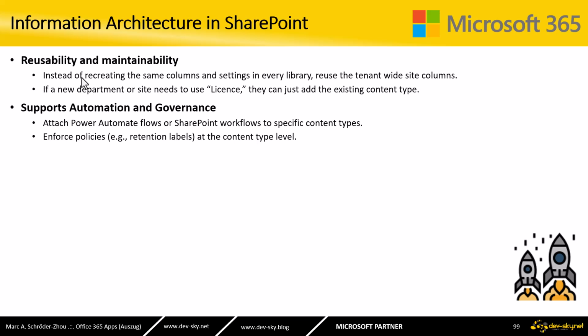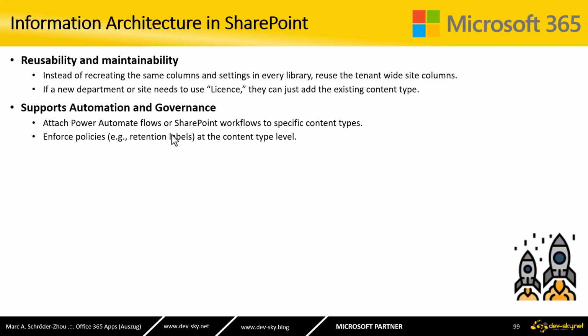This is very important because I see a lot of companies, they are using, of course, document libraries, and they always recreate the same column, and that is not preferable. You should set up a tenant-wide site column and use this site column in other libraries. If your new department or site needs to use a license, in my example a license document, they can just add the existing content type.